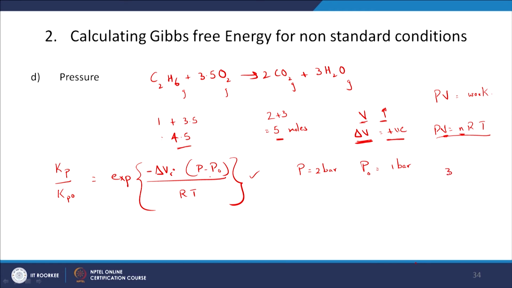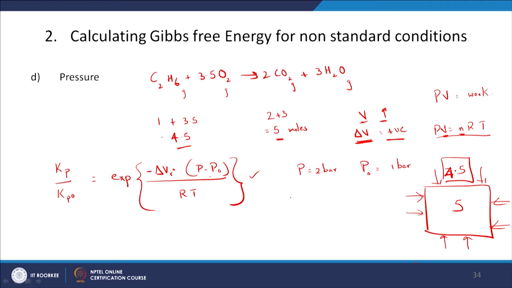So let us say earlier you had 4.5 moles and now you are ending up with 5 moles. So the volume is increasing, right. But let us say compared to the standard conditions you are increasing the pressure. Earlier it was 1 bar, now let us say it is 2 bars. As you know, increasing the pressure would restrict the increase in volume. So what does that mean though?